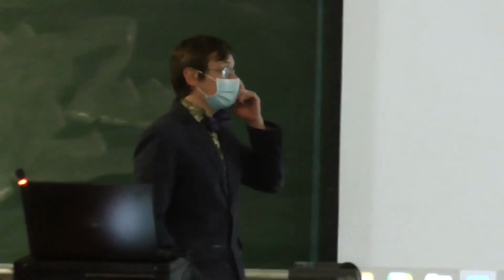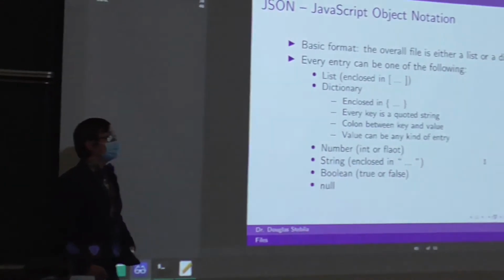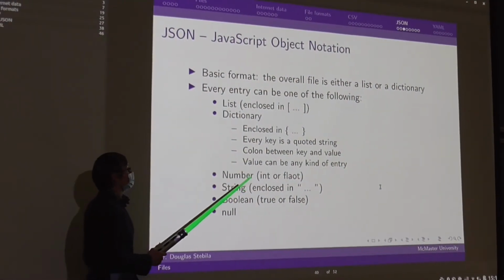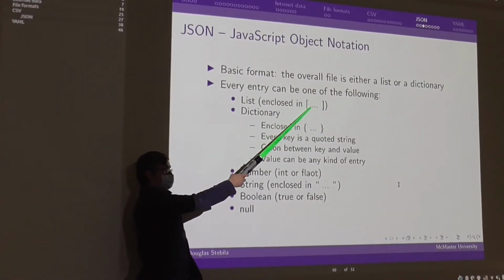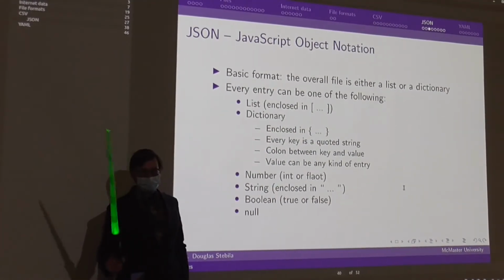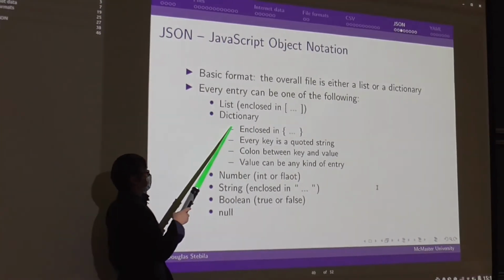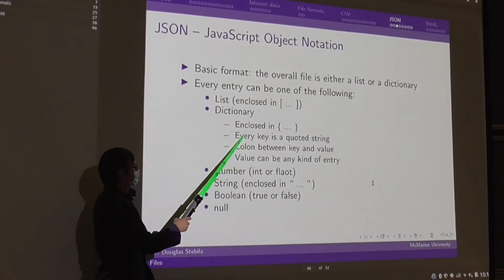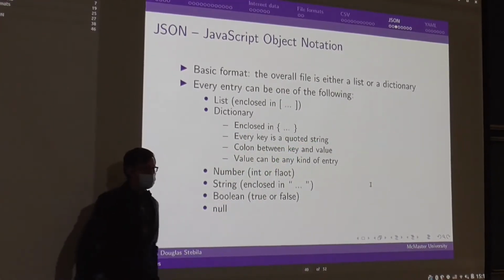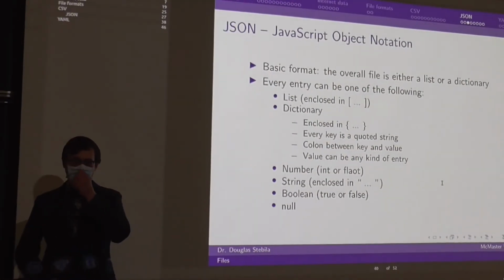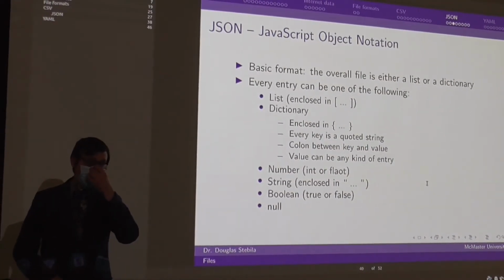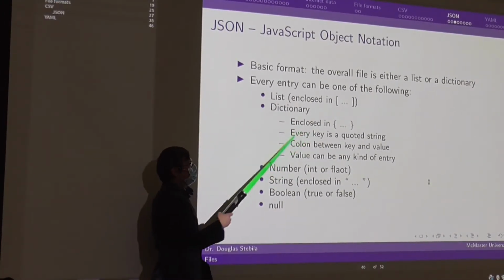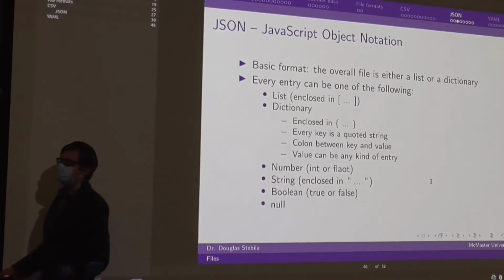So the basic format: the overall file is either a list or a dictionary. Every entry can be one of the following: lists, which are delimited by square braces; dictionaries, which are enclosed in curly braces. Every key is a quoted string. Unlike Python, where a key can be literally anything, in JSON files all of the keys are strings. And there's a reason for that.